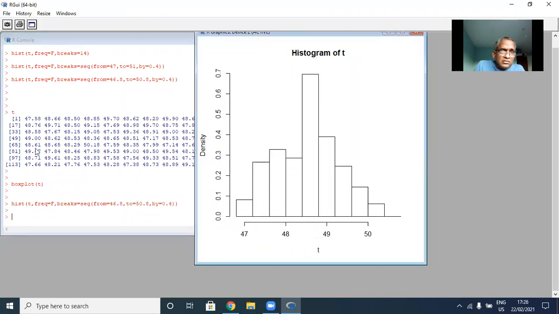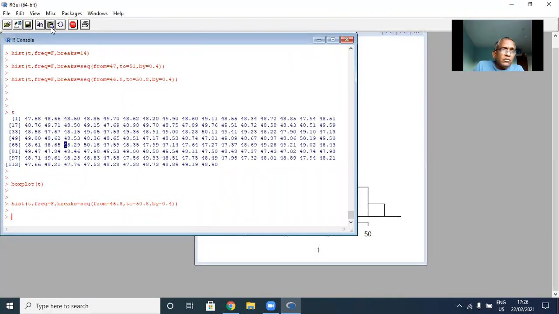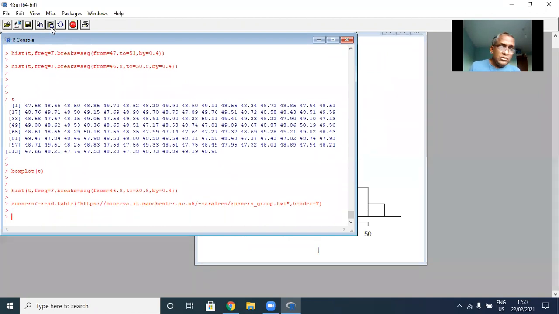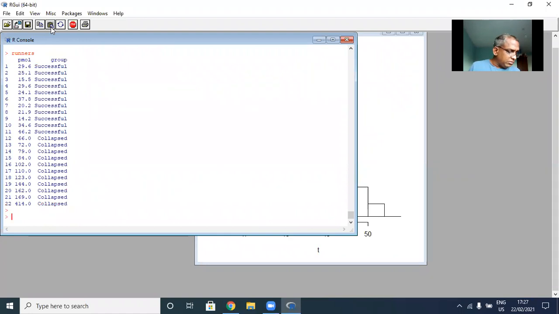Thank you. All right, the next thing is this. I'm going to read the runner's data set. So this is the data set. So I'll use the read table command, right? And I'm going to call this runners. I mean, you can call it any other name you wish. And header is, as usual, equal to true, right? Now, if you type runners, this is the data set you have.